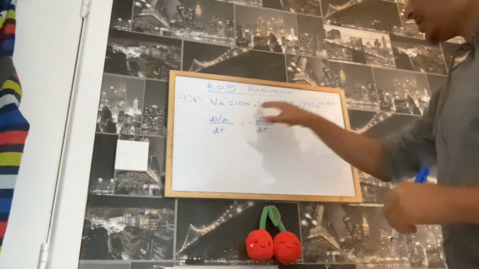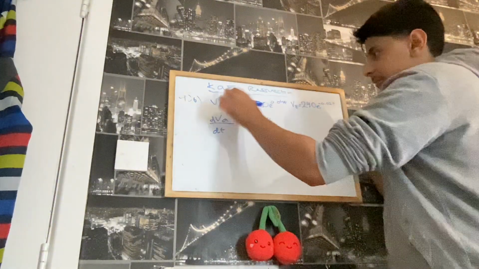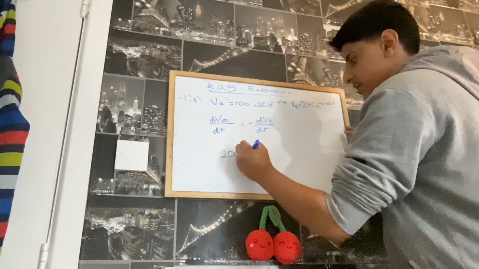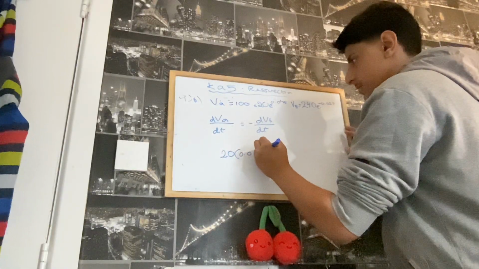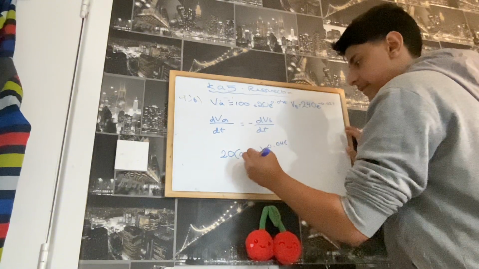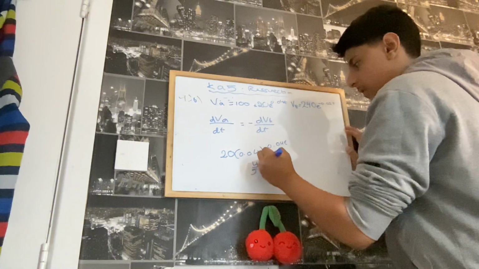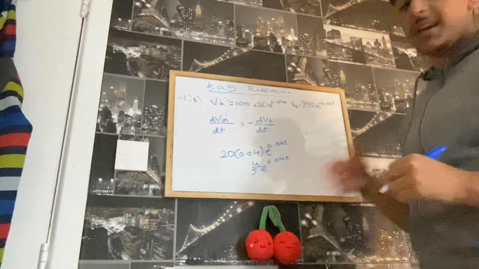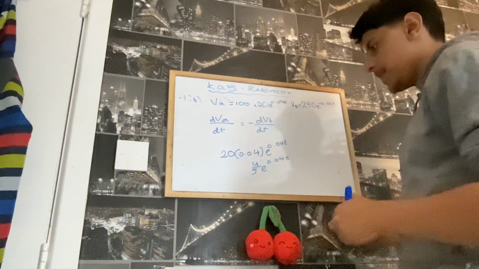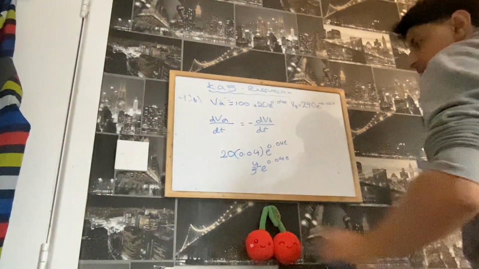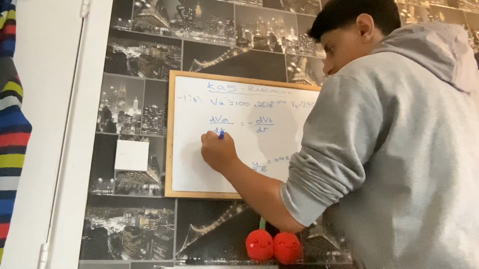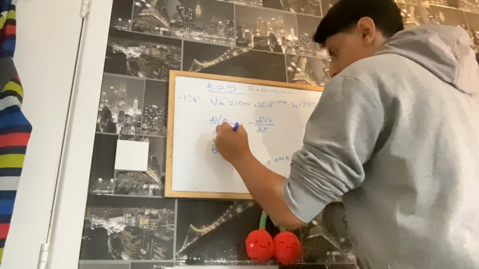So the way we differentiate this is, when we differentiate, the 100 disappears. So we do 20 times 0.04 times e to the power of 0.04t. That leaves us with 4/5 e to the power of 0.04t. And when we differentiate exponentials, the power does not change. We still multiply by the coefficient, but the power does not change. So that's our first one: 4/5 e^(0.04t).